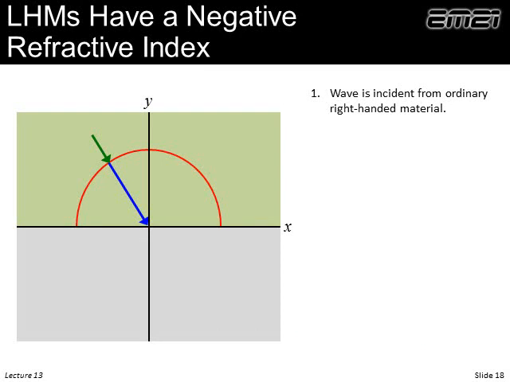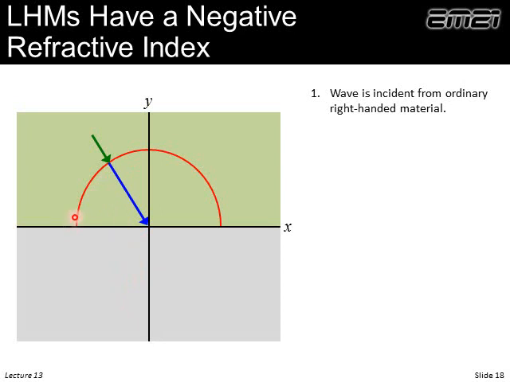So let's think about what happens in a left-handed metamaterial. Ultimately, we want to show this has a negative refractive index. So what I'm drawing here, we have the interface between two different materials. So the top material might be air, and the material down here will be our left-handed material. It has both a negative mu and negative epsilon.